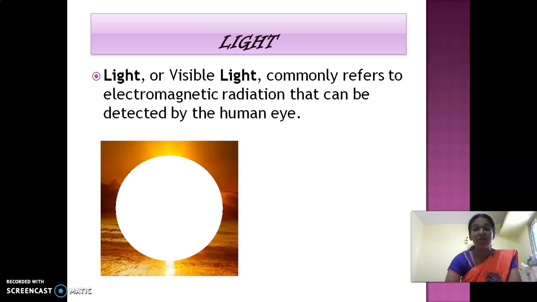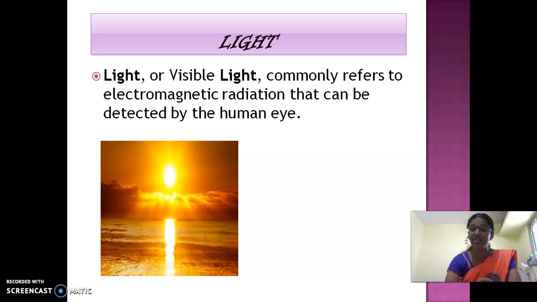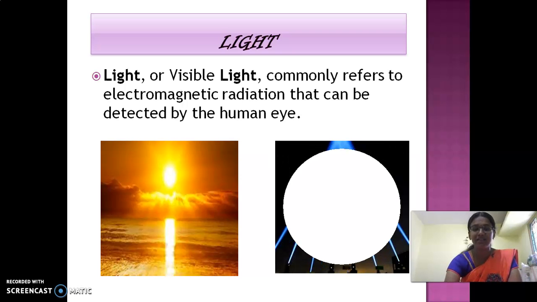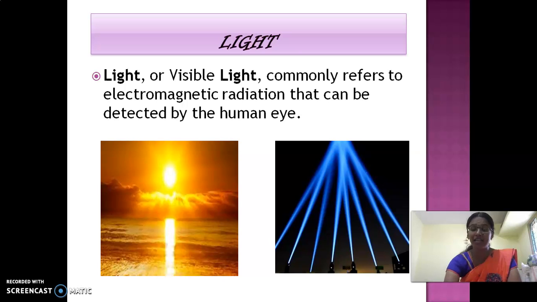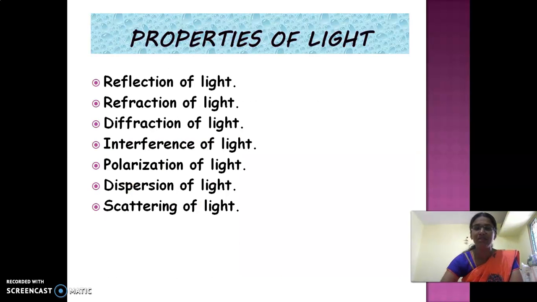And then we have both natural source of light as well as artificial source of light. Sun is the main source of heat and light. And one more thing, luminous object and then non-luminous objects. Luminous objects emit their own light, whereas non-luminous objects do not emit their own light. They absorb the light from a source and then emit it. These are all the properties of light. They are reflection of light, refraction of light, diffraction of light, interference, polarization, dispersion and then scattering of light.